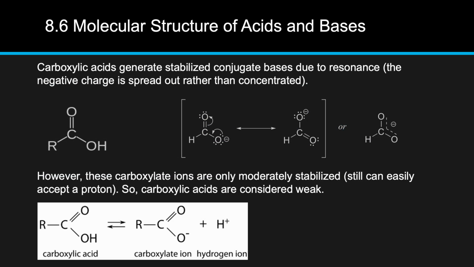When a carboxylic acid loses a proton, it forms a carboxylate ion. The negative charge in this ion is delocalized over two oxygen atoms through resonance, meaning the charge is spread out rather than concentrated on one atom. So because it has resonance, you would think this is more stable than it would be if it did not have resonance. However, these carboxylate ions are only partially stabilized, so they can still easily accept a proton. Because of that, carboxylic acids are still considered weak, because their conjugate bases are still able to accept that proton and become a base.